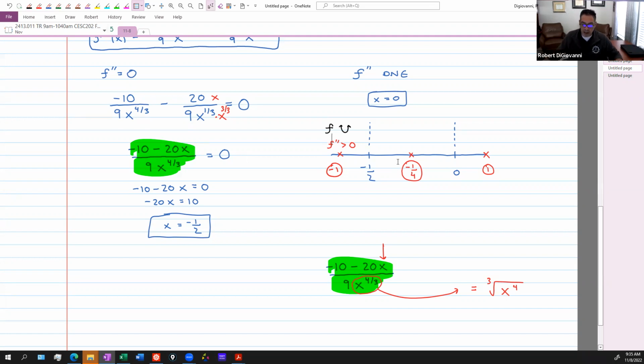Now imagine plugging in, let's do 1 over here to the right because that's easier. What if I replace that with a 1? We'll have -10 minus 20. That'll be negative, won't it? -10 minus 20 will be negative. So over here on the right, the second derivative will be negative, which means my original function is not happy, right? It's concave down.